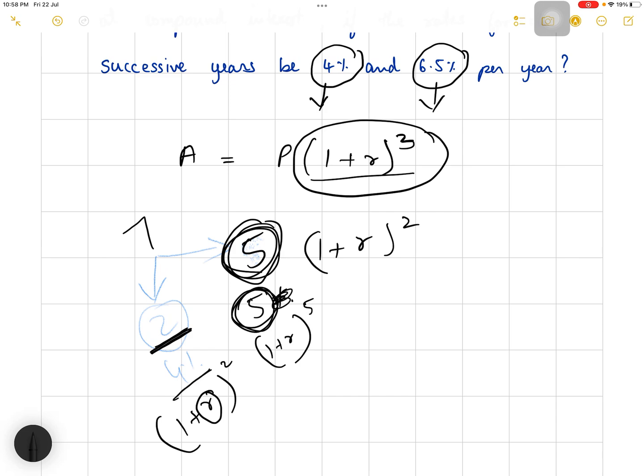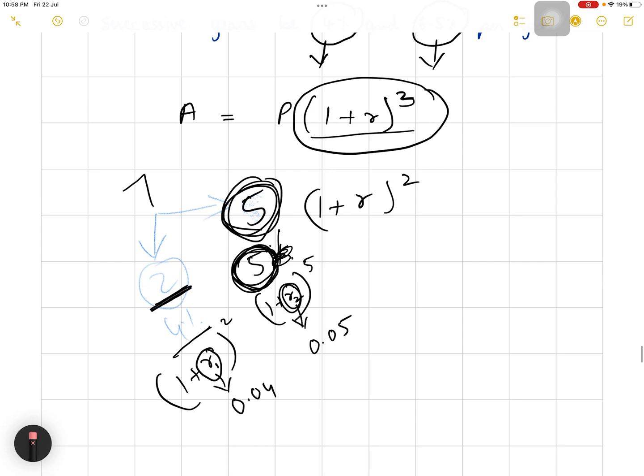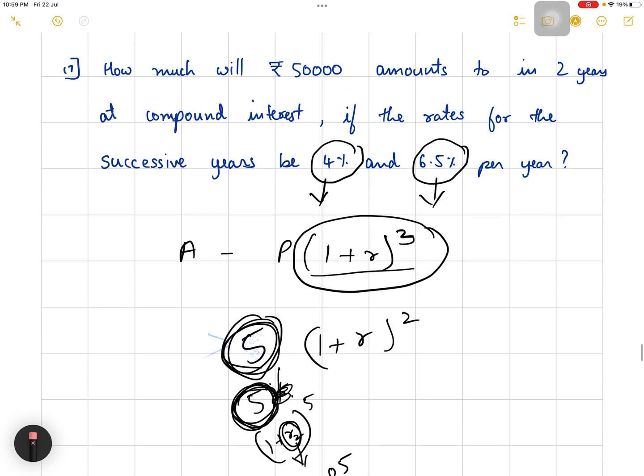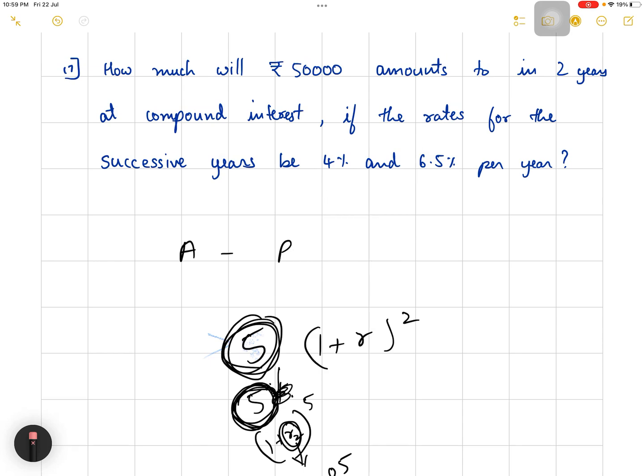So here, as my rate of interest is 4%, my r will be 0.04. My second rate of interest is 5%, so here r will be 0.05. Because there are two rates of interest, I'll name the first one as r1 and the second one as r2. So let us solve. We'll solve 2-3 problems and I think you should be okay.